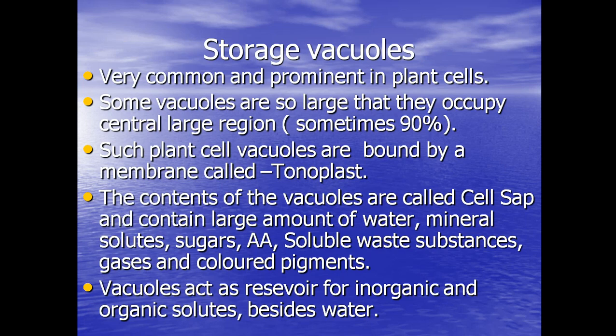I have told you, based on the function, occurrence, content and the role they play, they are classified into different vacuoles. For example, the storage vacuole. Storage vacuoles are very common and prominent in plant cells. As I have told you, some of the vacuoles are so large, they occupy the central large region. Sometimes 90% of the cell area is occupied by these vacuoles. In such plant cells, vacuoles are bounded by a membrane, and that is known as the tonoplast.